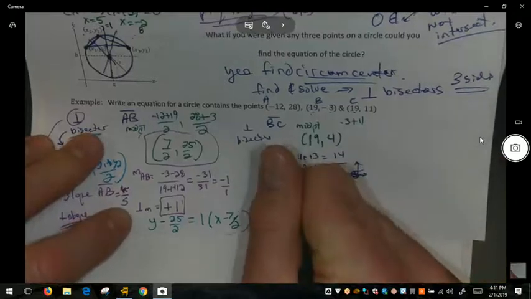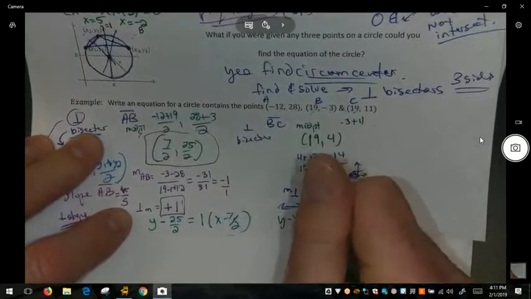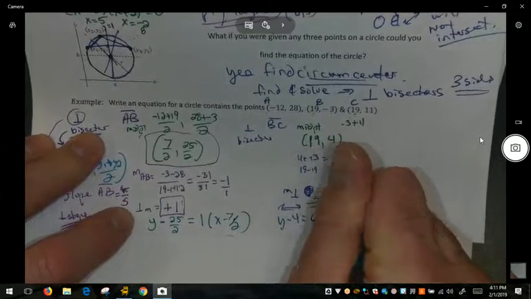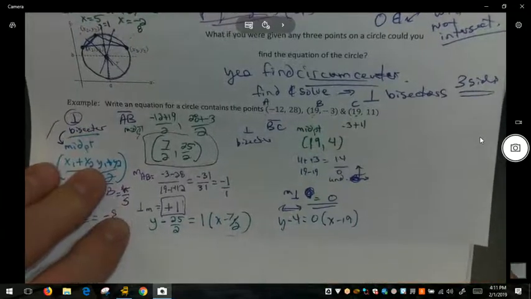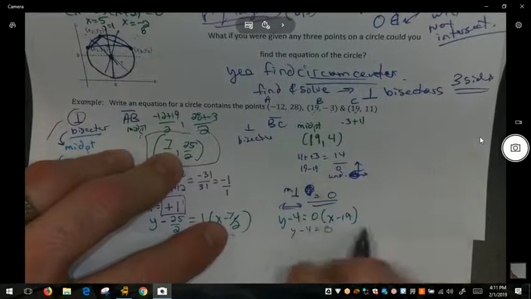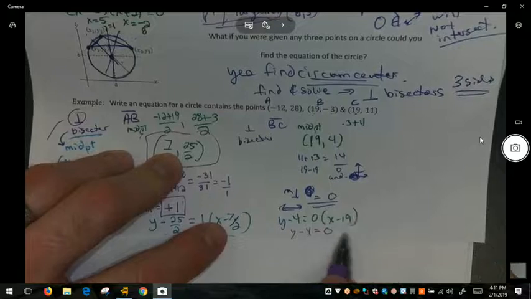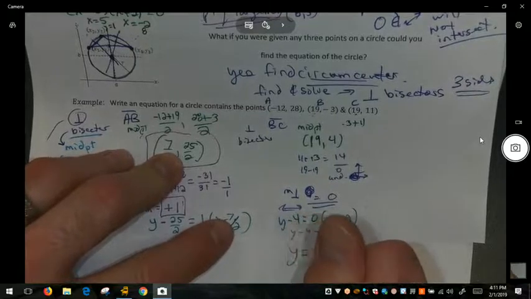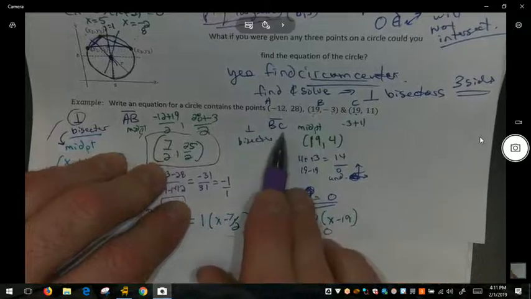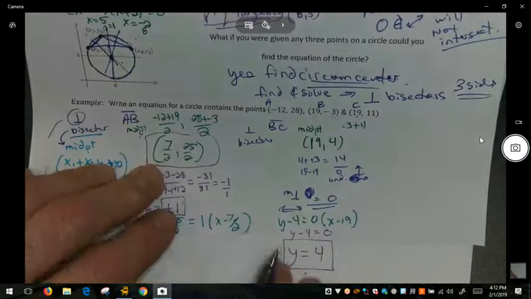So I have y minus 4 equals the slope of 0 times x minus 19. Well, this one's going to end up being real easy, because when I multiply by 0, I'm just going to have y minus 4 equals 0. But normally I'd distribute this slope in and then add 4 to both sides. So this is really y equals 4 for the perpendicular bisector to segment BC.